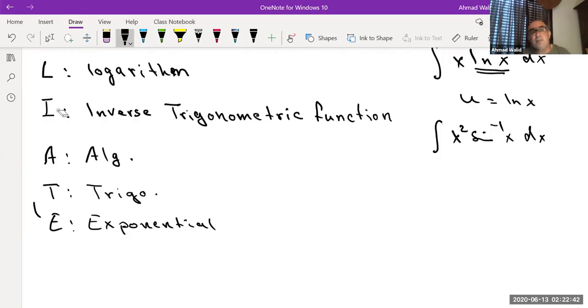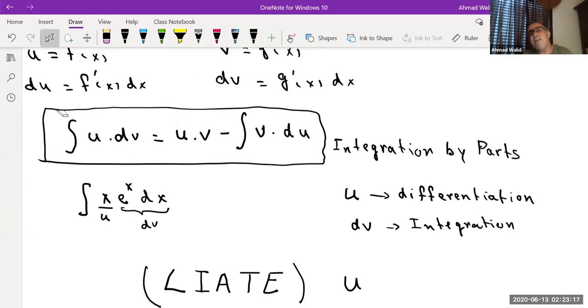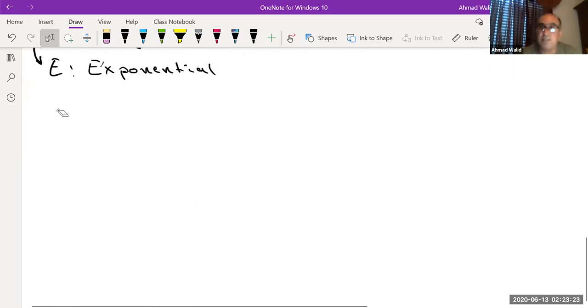But I told you, between T and E, if they come together, E comes first. Correct? Now, in an example, I will explain to you how to choose U, or not in one example. In all the examples today, I'll explain to you how to choose U, how to choose dV, and how to do integration by parts based on the formula that I just proved for you, that integral of U dV equals UV minus integral V du. Correct? Let's start with examples.